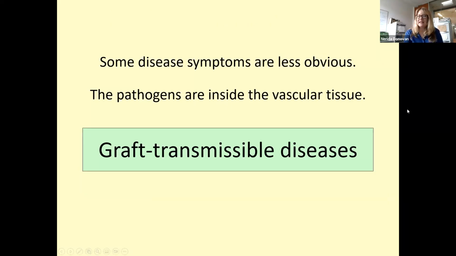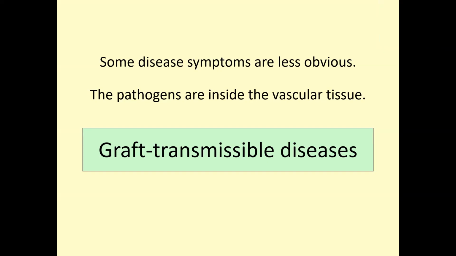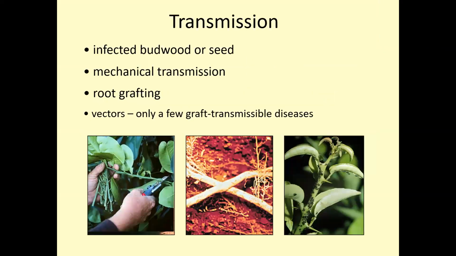There are diseases that are less obvious. Particularly in a nursery plant or in a bud stick, you don't know that it's even infected. Those pathogens are systemic. That means they're inside the vascular tissue. They could be in the water xylem tubes or the food, the phloem tubes that carry nutrients around the plant. We refer to these as graft transmissible diseases. So yes, they can be spread by grafting, or by infected budwood or rootstock seed.